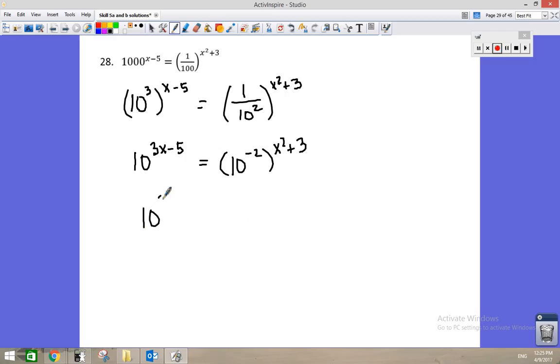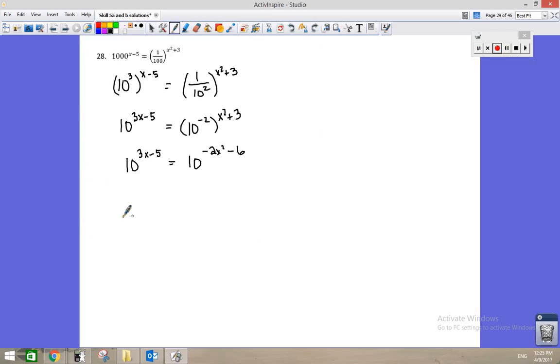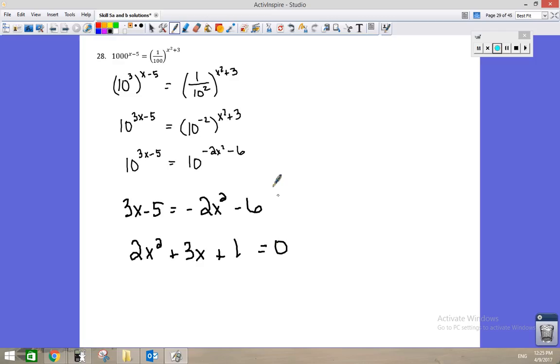And so it's a power to a power, so I need to multiply those exponents together. So I have negative 2x squared minus 6. Because exponential functions are one-to-one functions, if the numbers are the same and the bases are the same, the exponents must be the same. Let's get this quadratic equation in standard form. If I move the negative 2x squared to the other side and keep the 3x where it's at, and I add 6 to each side, I get this set equal to 0.